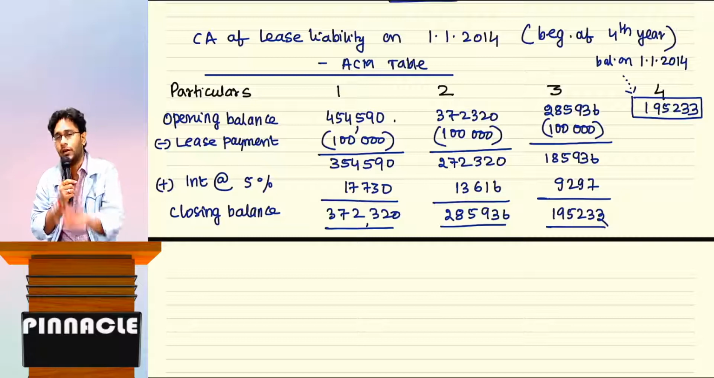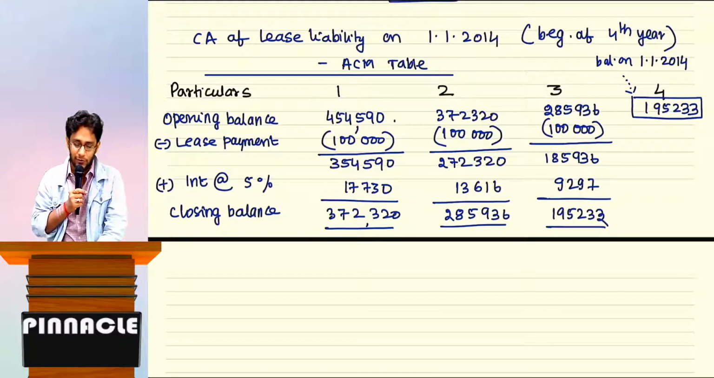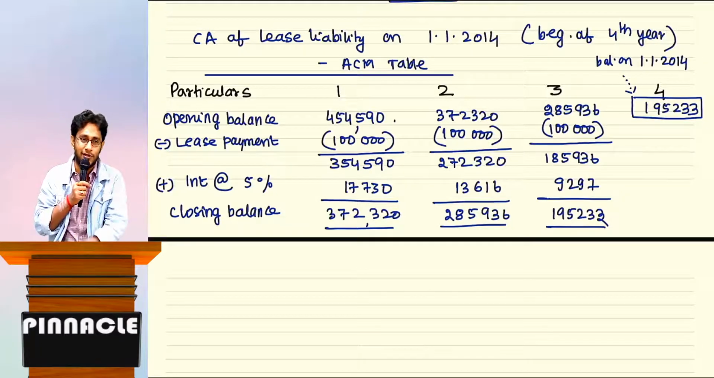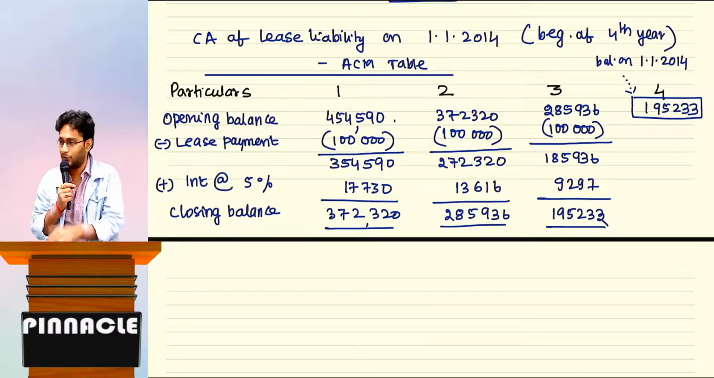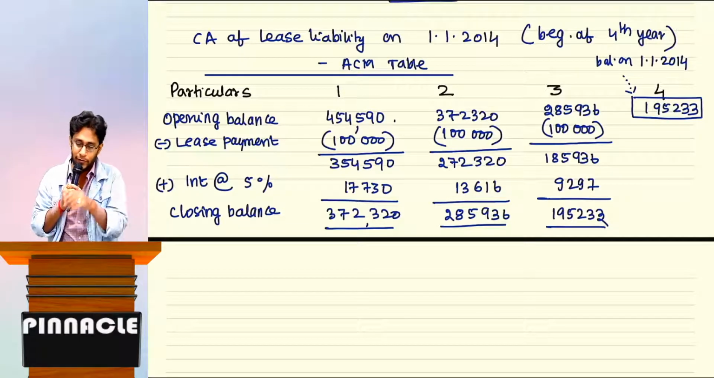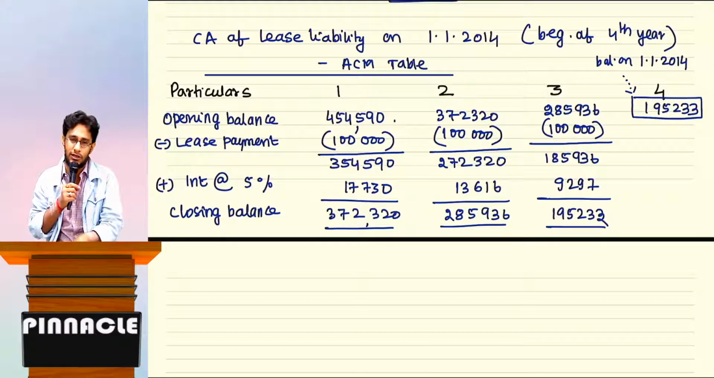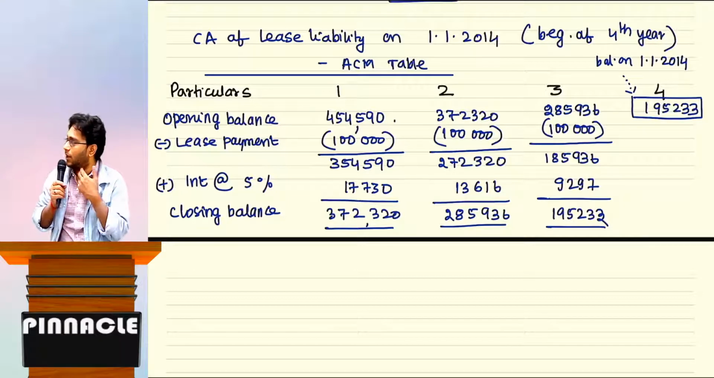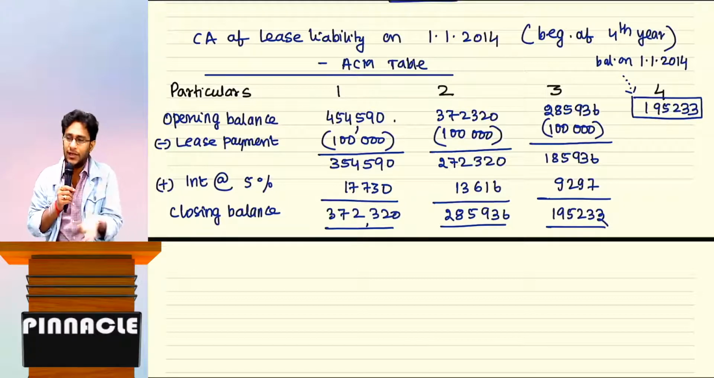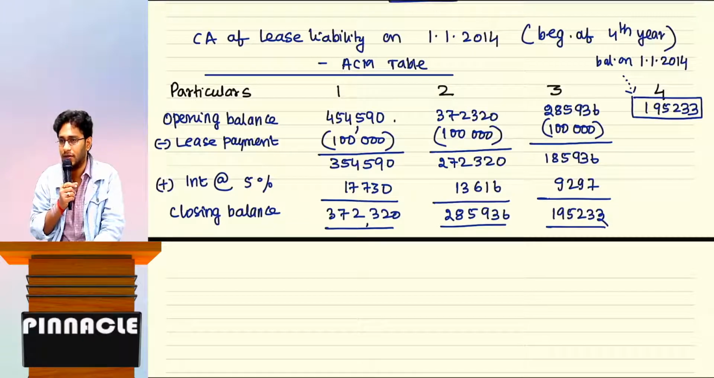Here one more doubt you will get. Sir, at the start of the fourth year, one more 1 lakh also you have to pay, no? That also you have to pay on 1/1/2014 only. Before paying 1 lakh, 195,233 is there. I can also pay 1 lakh and say that 95,233 only is there. That is also the balance on 1/1/2014 only.